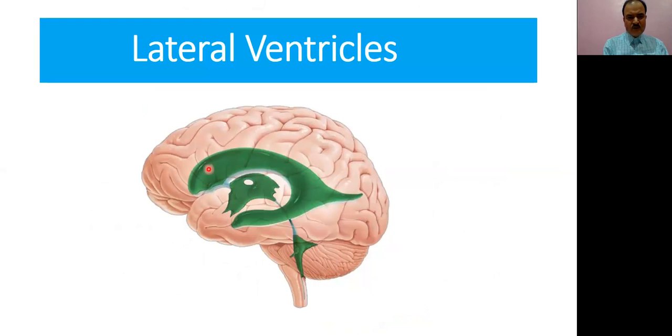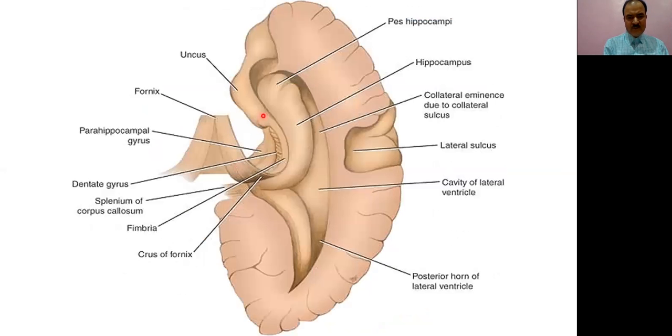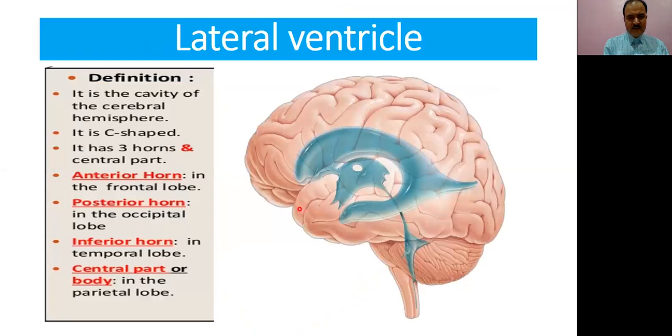Coming to the lateral ventricle, there are two lateral ventricles, one in each cerebral hemisphere. Again, you can see the cavity of the lateral ventricle. Each lateral ventricle is roughly C-shaped and has a main body, from which arise three pouchings, or what you call horns. The anterior horn goes to the frontal lobe, the posterior horn goes to the occipital lobe, and the inferior horn goes to the temporal lobe.